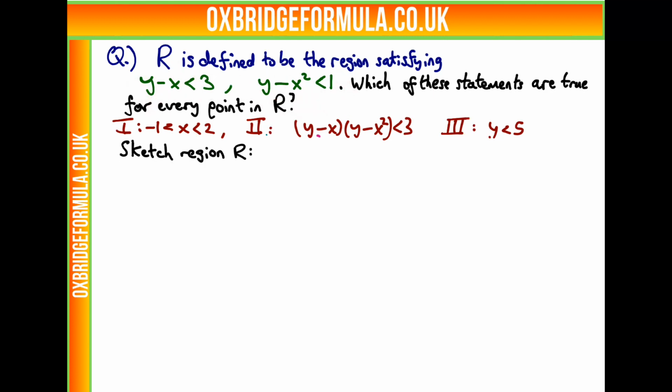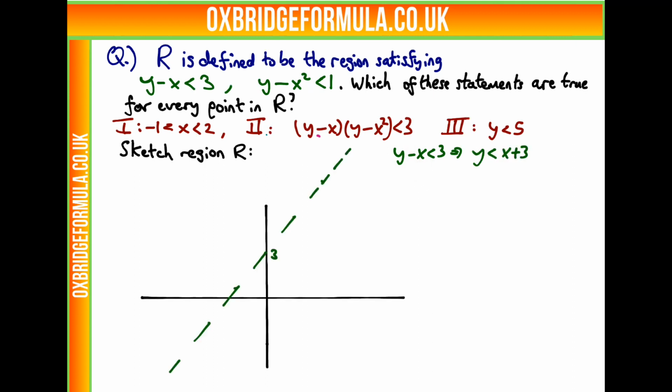So the first one is y minus x is less than 3. Rearranging that, it gives us y is less than x plus 3. And this is precisely a straight line with gradient 1 going through the point 3. That's when we have equality. So when y is less than x plus 3, which side of the line are we allowing? Because y must be less than this, we want to be in this region. So if I shade the region that we're not allowed to be in, it means we're disallowing the region above this line.